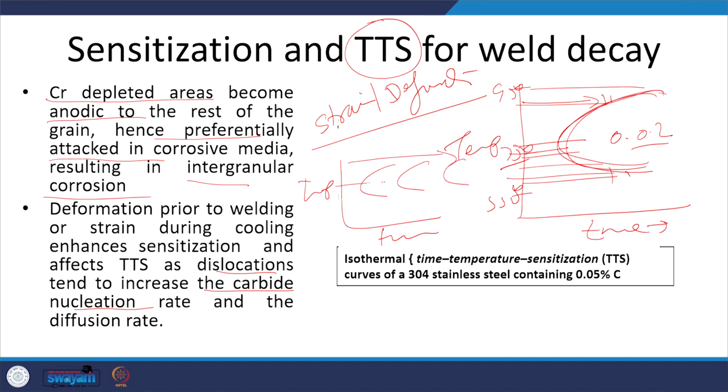If the carbon content is high, it will take a shorter time, say 0.02, 0.03, 0.05, or 0.07. So, if the carbon content is high, this kind of precipitation will happen very quickly, and we cannot avoid weld decay in that case. That is why efforts are always made to have lower carbon content in austenitic stainless steel, so that the sensitization and weld decay tendency can be minimized.